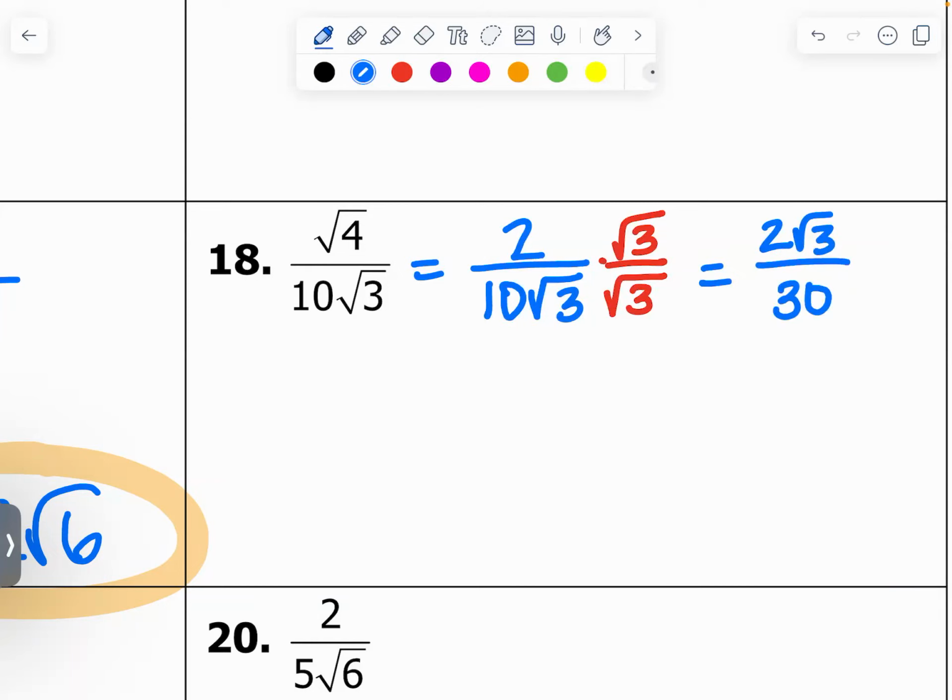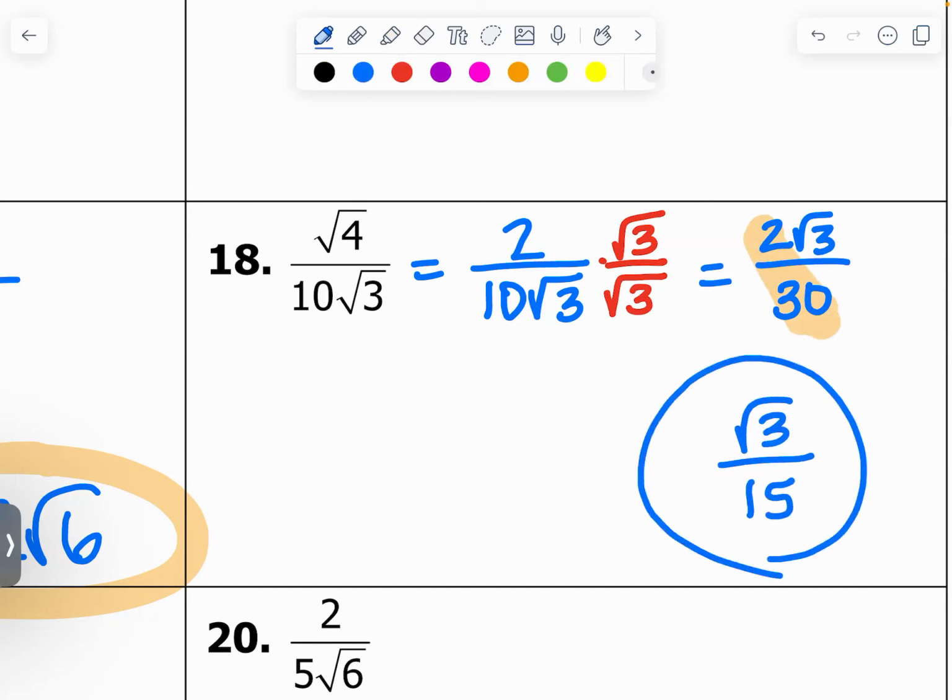Yes. It can be simplified. What can we simplify? Oh, yeah. So 2 over 30. Where does the 15 go? So 2 over 30. Those are both divisible by 2. So 2 divided by 2 gives us 1, and 30 divided by 2 gives us 15.